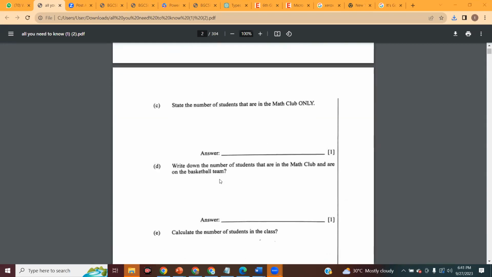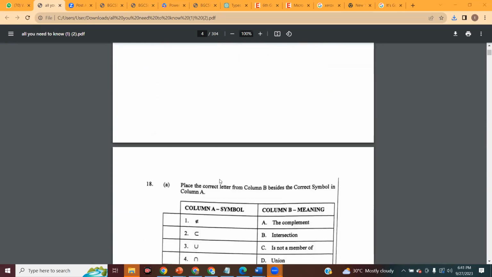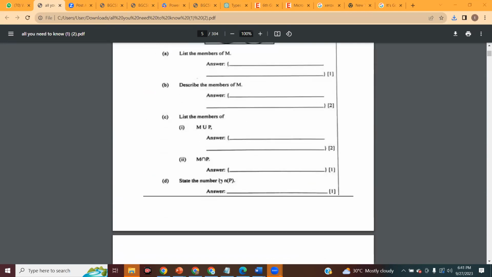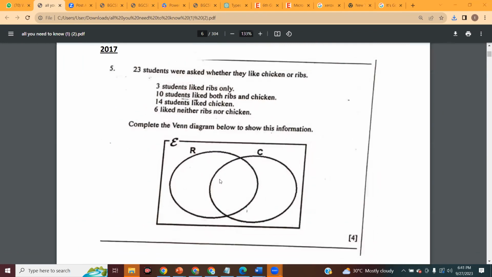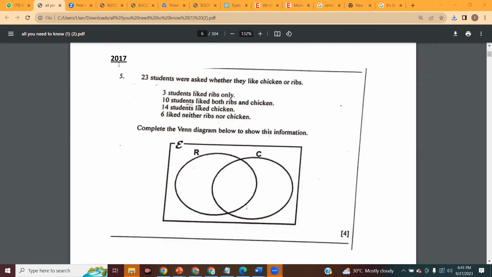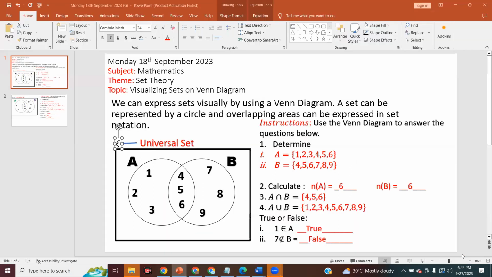So this is an example that came from a 2017 paper. Basically they would give you, Dion, in this case, the Venn diagram, and you have to fill it out. Okay, so just write 3 here, 10 here, 4 and 6. You understand? Yes, sir. So let's go back to our question.